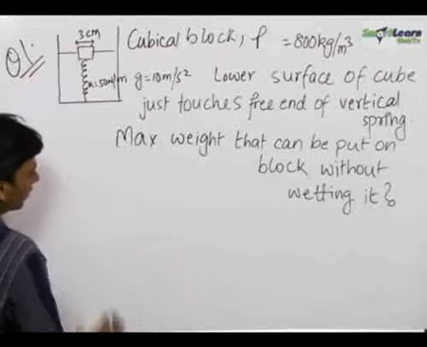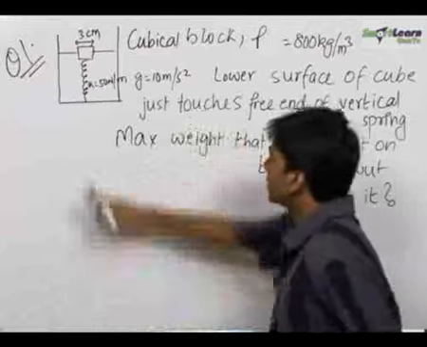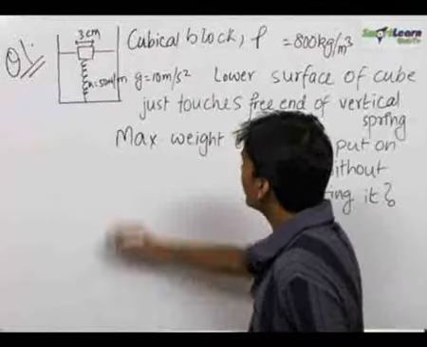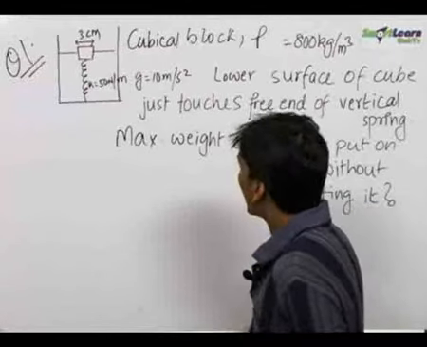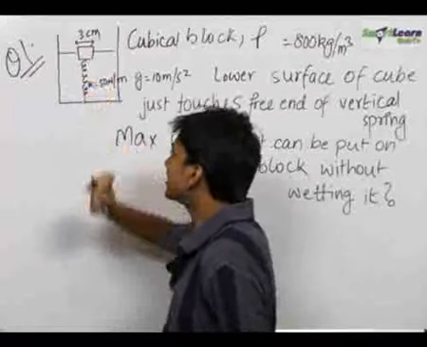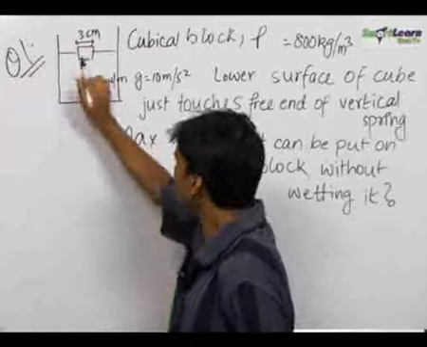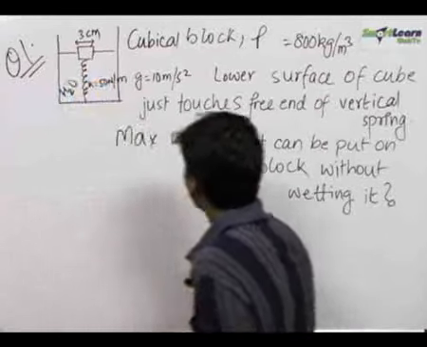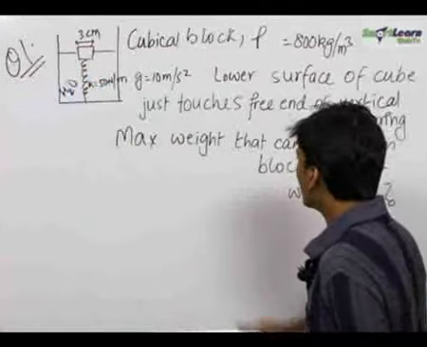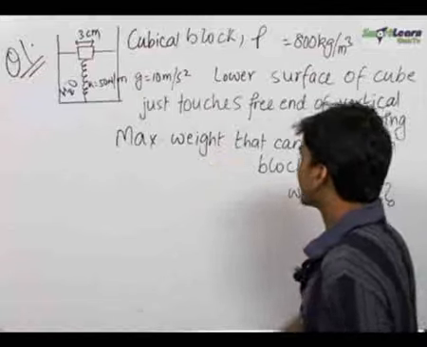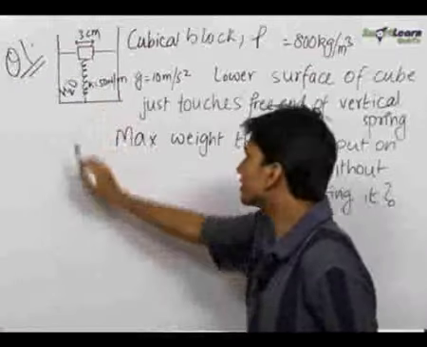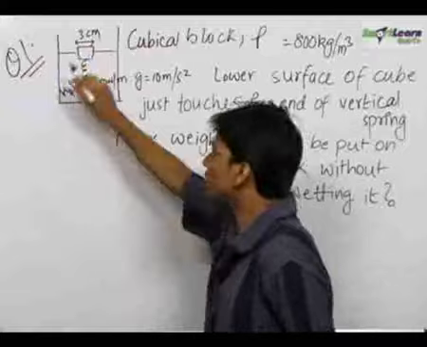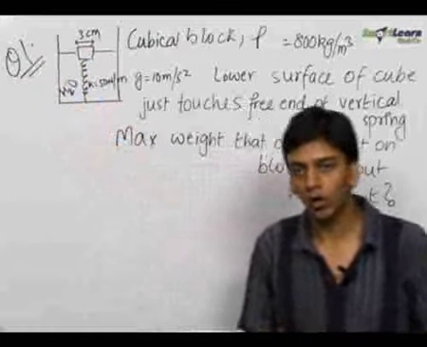So in this question we first begin with a cubical block of height 3 centimeters, and the lower surface of the block just touches this spring when it is floating in water. This is water. Now we need to find out what is the maximum weight that can be put on this block such that this block does not sink totally in the water.